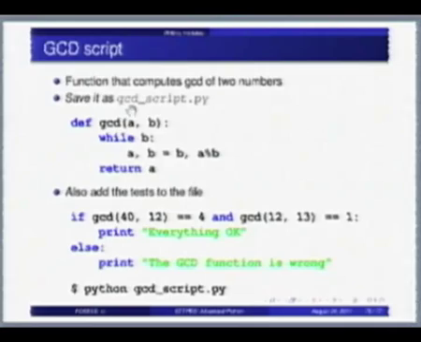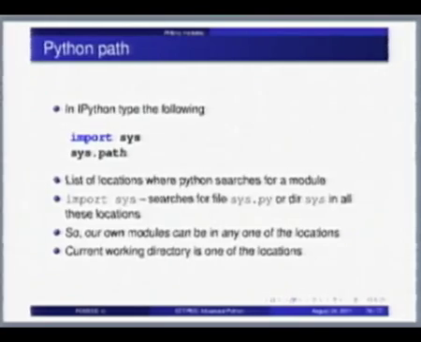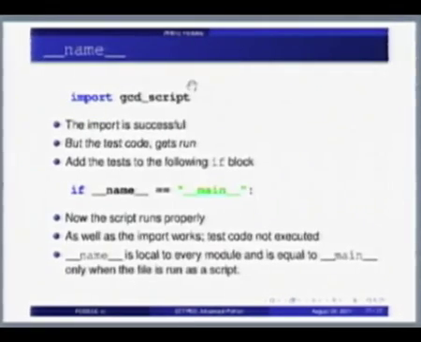So this example, for example, solves the GCD problem. It says gcd of a, b: while b, a, b = b, a % b; return a. Now he is writing some code inside this file to say, if gcd of this thing is 4 and gcd of this thing is 1, print everything is okay. If not, print something is wrong. Okay, some simple file. Now he does import gcd_script, just like we did import fib, and it will print something.